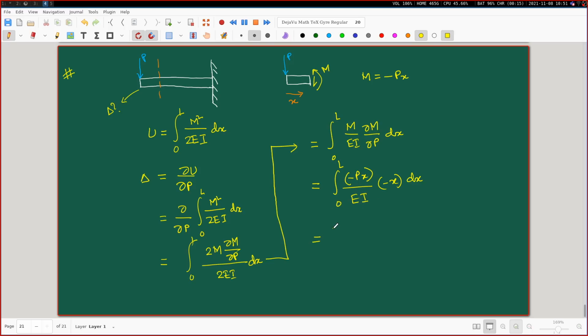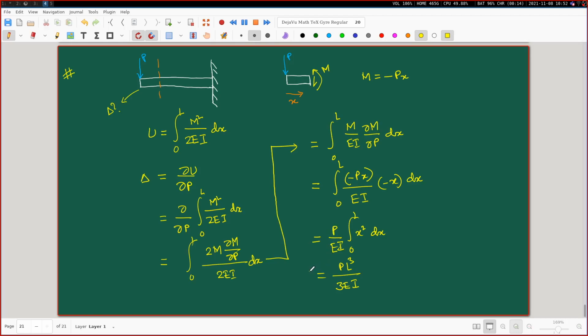P by EI can be taken out of the integration. What we are left with is just x squared within the integration, and this is nothing but PL cubed by 3EI. So you see, this is the part which I have done here. This will be valid for any general beam. You don't have to repeat this for all the problems. In fact, you can start your subsequent bending problems not from this step; rather, you can just start by writing delta is equal to integration 0 to L, M by EI del M del P dx. From this step you start. You see, in three lines we have obtained it. Of course, you have to write this thing.